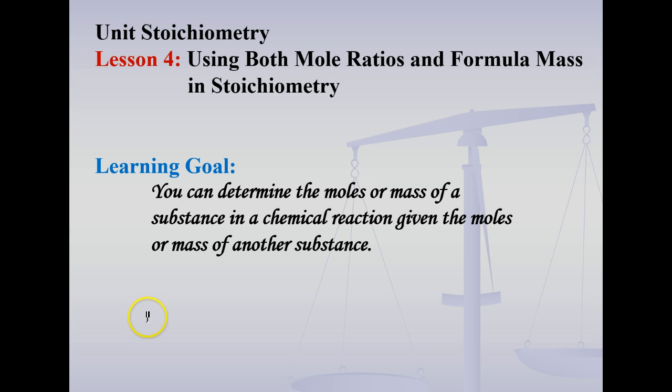Lesson 4 is on using both the mole ratio and formula mass in stoichiometric calculations. Your learning goal is that you will be able to determine the moles or mass of a substance in a chemical reaction given the moles or mass of another substance. So make sure that you write that in your learning goal at the beginning of your Lesson 4.